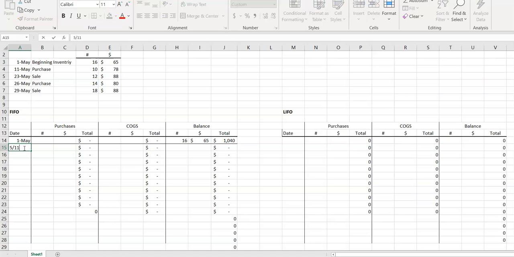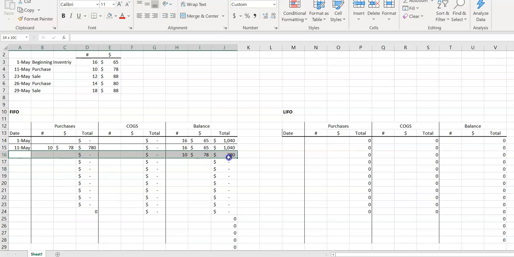Then May 11th, we purchased 10 at $78. When you come over here to the inventory balance, you need to pull down the 16 first, and then put in the 10 at 78. And then draw a line.